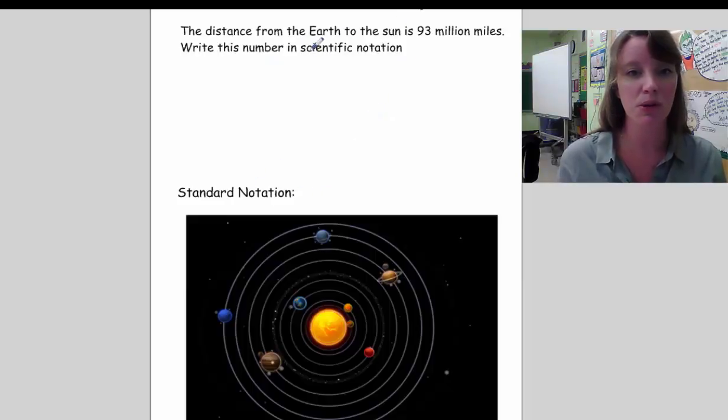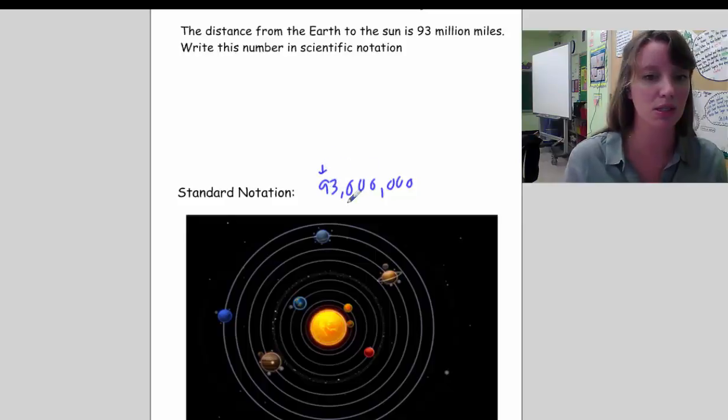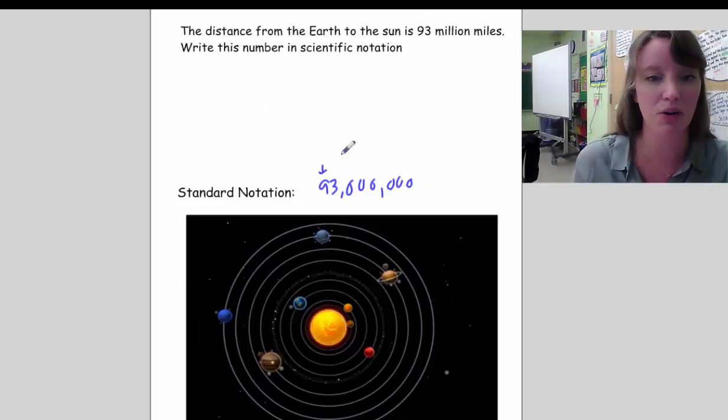So if the distance from the Earth to the Sun is 93 million miles, then standard form would be 93 with 6 zeros, right? Because we go through the hundreds places and then the thousands places, and then you have the 9 in the 10 million spot. This is 93 million, so that's standard form.